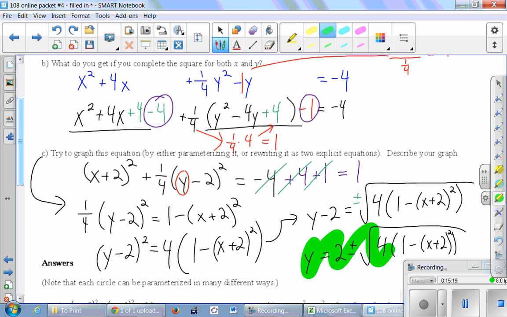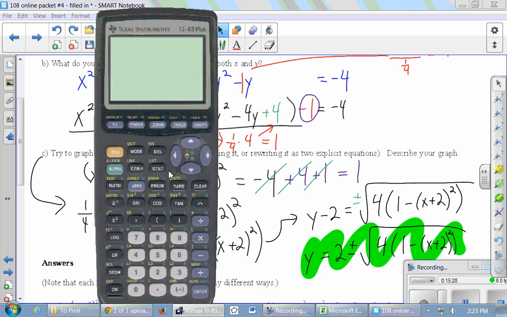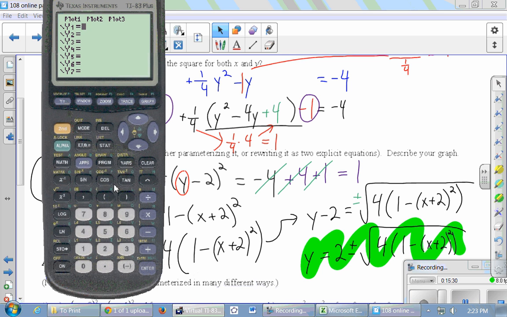Okay, there's our 2 explicit equations. I say 2 because of the plus or minus. And finally, we can graph this on our calculator. So let's give it a shot. So, very carefully typing that whole thing in.